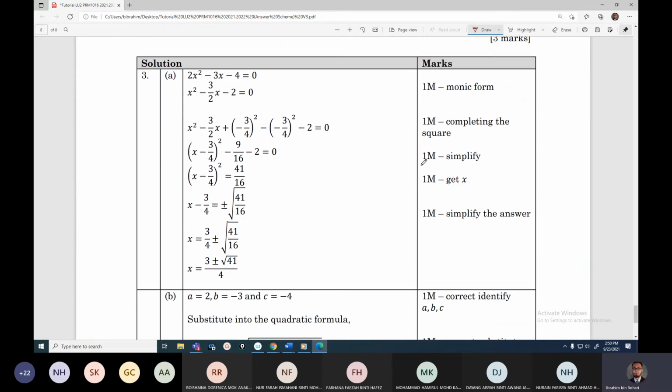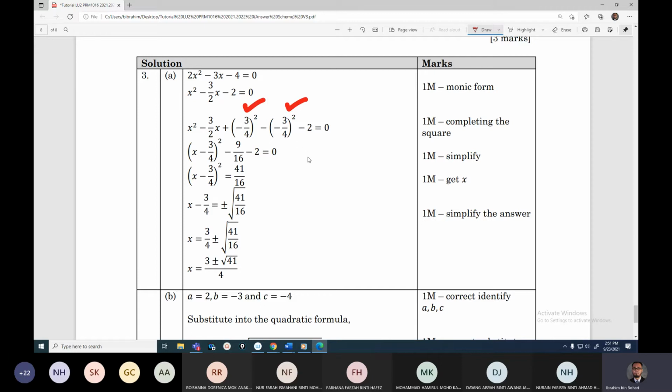Okay, question 10, 2x square minus 3x minus 4 equal to 0. First method using the completing the square, and the second method here using the quadratic formula. So you complete the square, negative 3 over 2 times 1 over 2, here equals to the negative 3 over 4, and here equals to the negative 3 over 4. Okay, yang ini saya ingat dalam form 4, form 5 pun you all dah belajar. Saya ingat tak ada masalah.